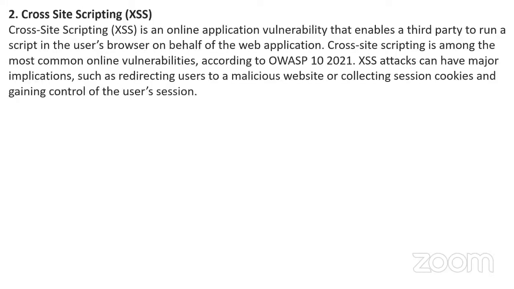Next one is cross-site scripting. This is an online application vulnerability that enables a third party to run a script. Script, in a sense, is a kind of code, a simple code, an alert code that can be injected directly. So it helps to work with the browser and the browser application. Cross-site scripting is among the most common online vulnerabilities.